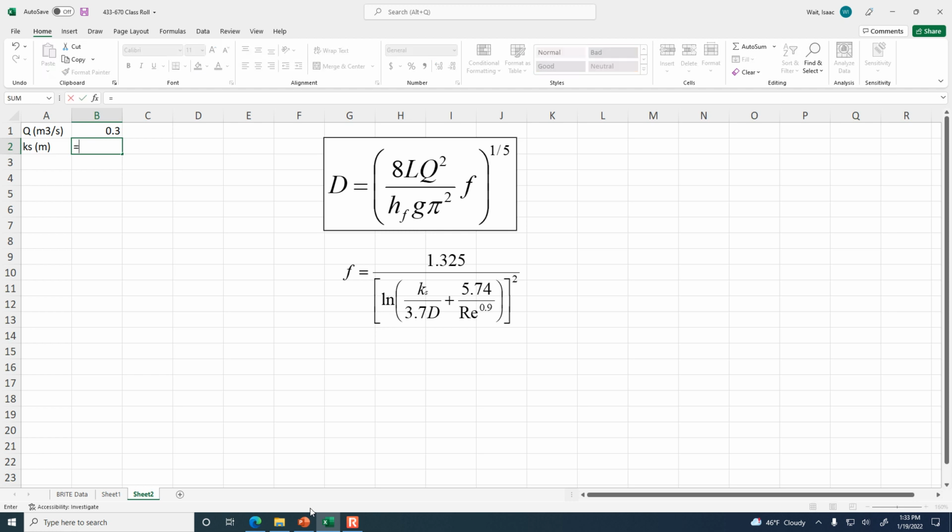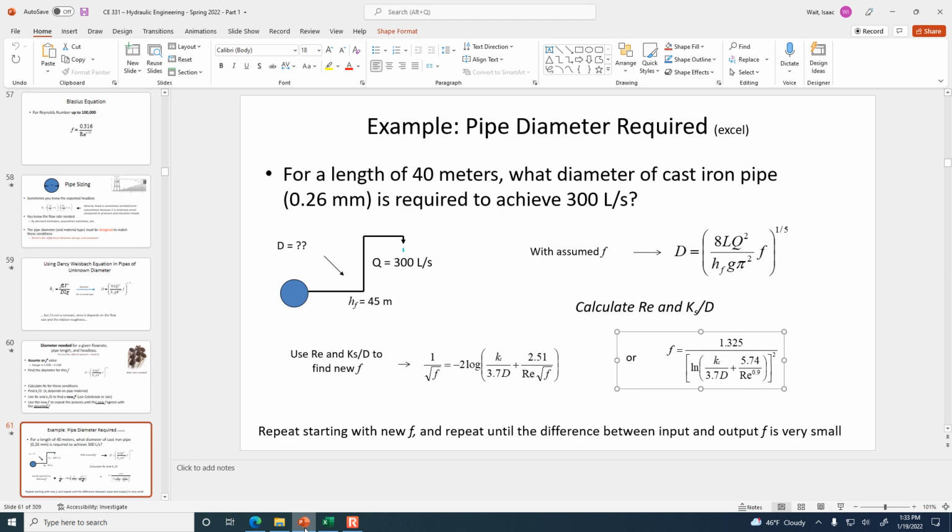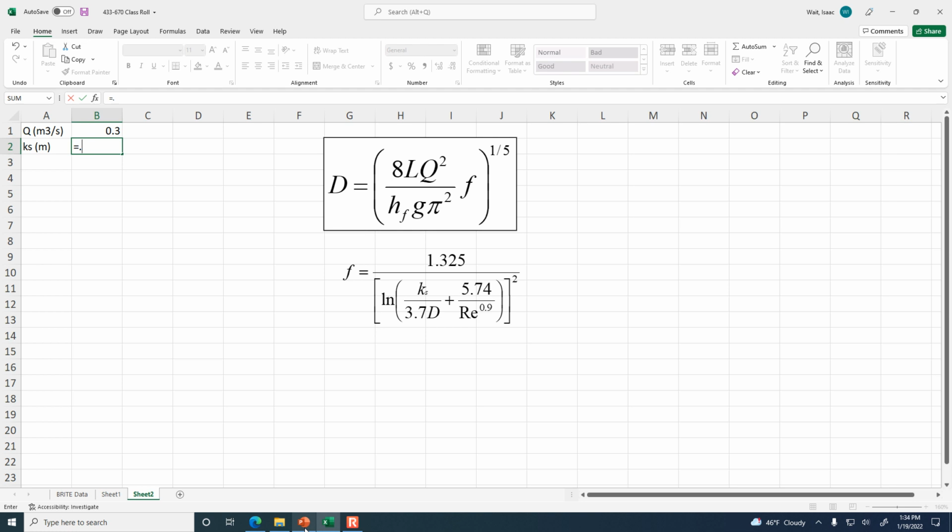So it is cast iron, 0.26 millimeters. So 0.26 divided by 1,000. Okay, so that gives me the relative roughness, the equivalent sand roughness in meters. The pipe length, it says, is 40 meters. G, of course, we know the G is 9.81.